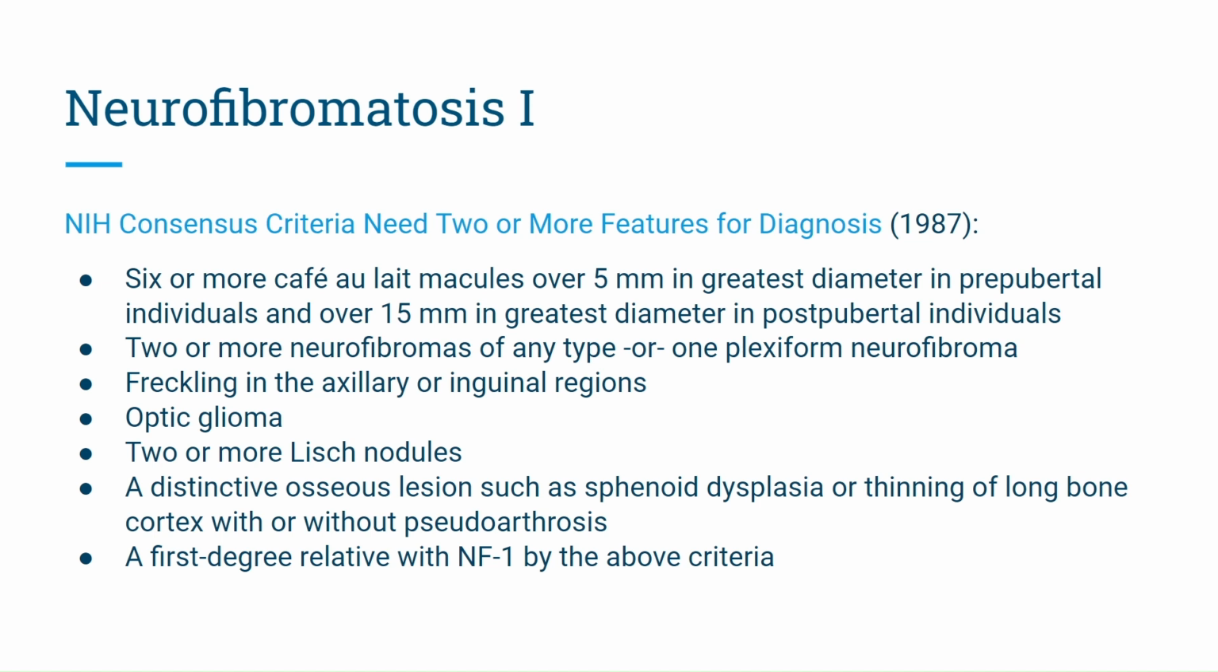You could have 2 or more neurofibromas of any type, or one plexiform neurofibroma. You can have freckling in the axillary or inguinal regions, optic gliomas, 2 or more leash nodules. You can see a distinctive osseous lesion such as sphenoid dysplasia or a thin long bone, pseudoarthrosis, or you can have a first degree relative with NF1.